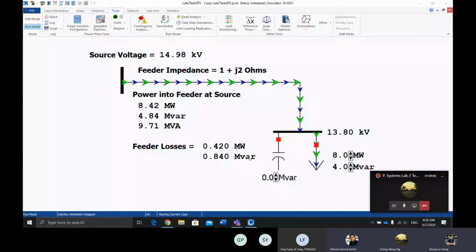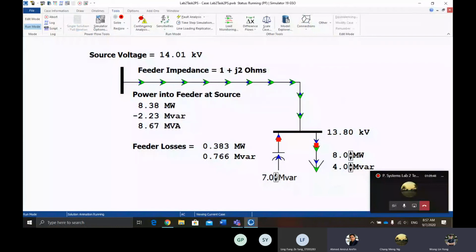So for the shunt capacitor, let me run it. When we increase the value, the source voltage will decrease as shown here. And when the capacitor is the same as the load, 4 MVAR, the power loss will be at the minimum. But when we increase it again, the reactive power goes more negative.